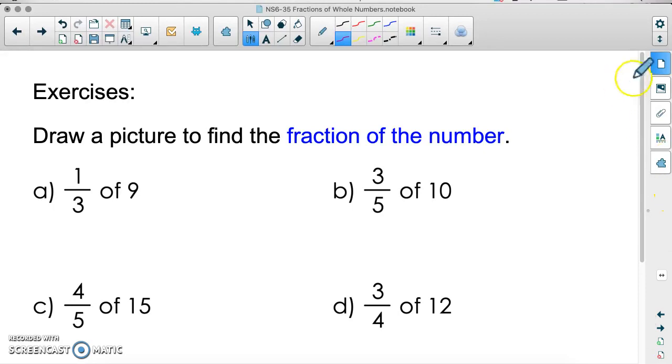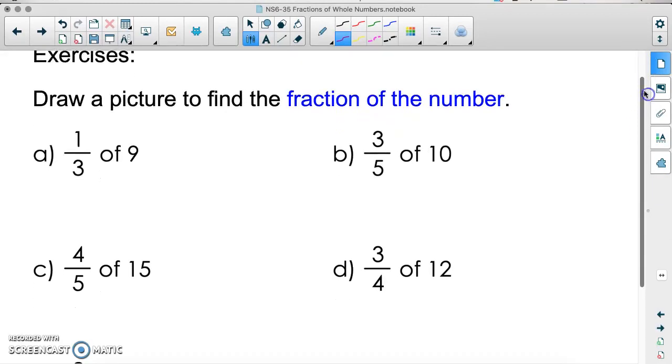So using pictures, just like in the previous slide, you're going to draw a picture to find the fraction of 1/3 of 9. You're going to show a picture of 3/5 of 10, 4/5 of 15, and 3/4 of 12.